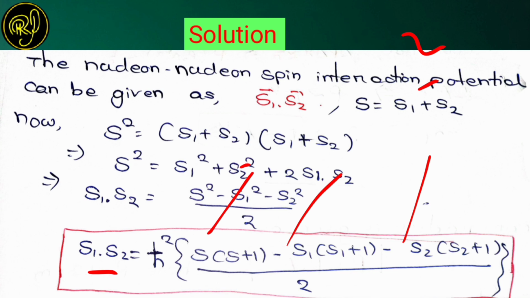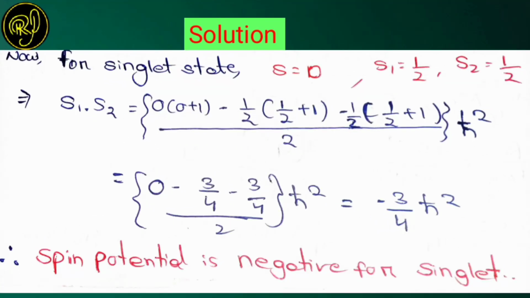We know that for a singlet state the value of total spin S is equal to 0, and S1 is equal to half and S2 is equal to half.